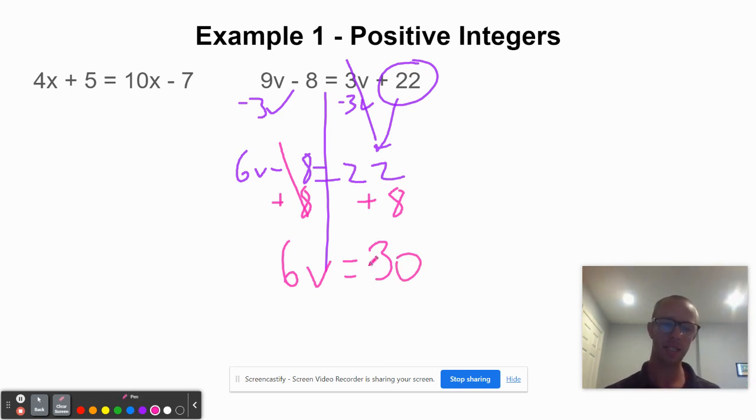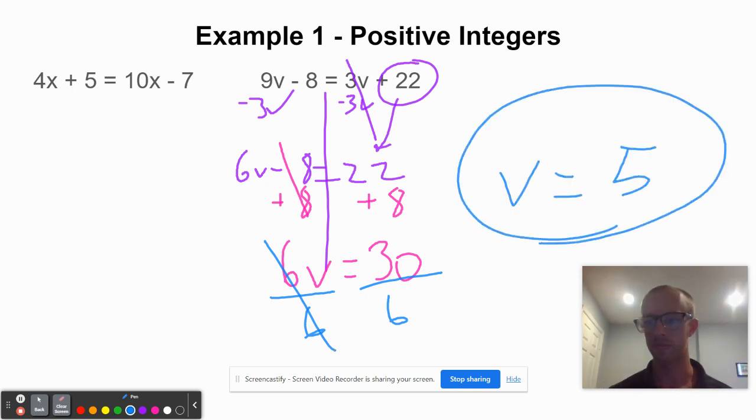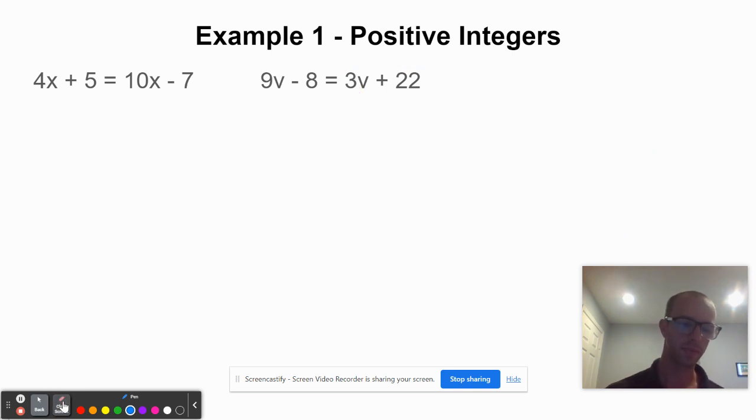The last step is to get rid of the coefficient. Coefficients mean multiplication. We get rid of multiplication. I divide each side by 6. These cancel, and we get v equals 30 divided by 6, which is 5. All right, so that is example 1.